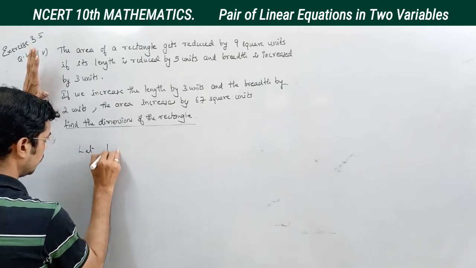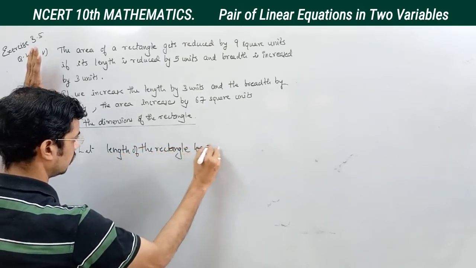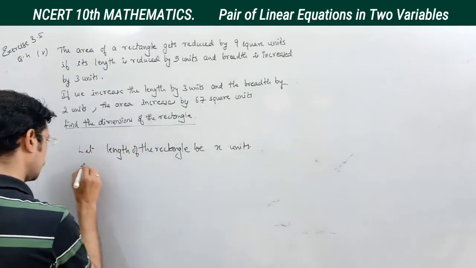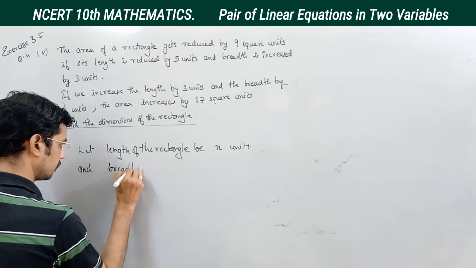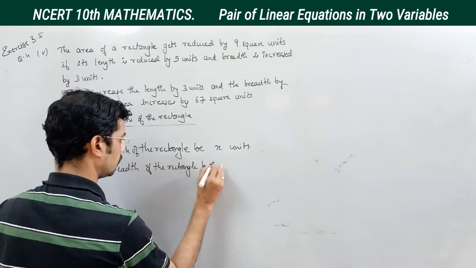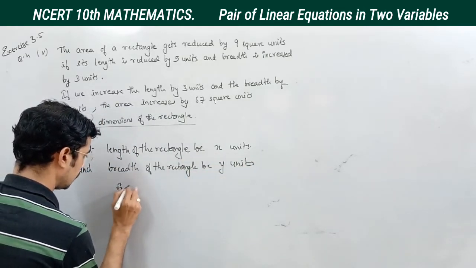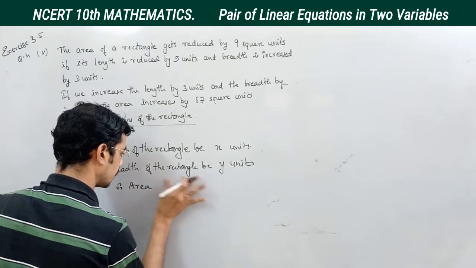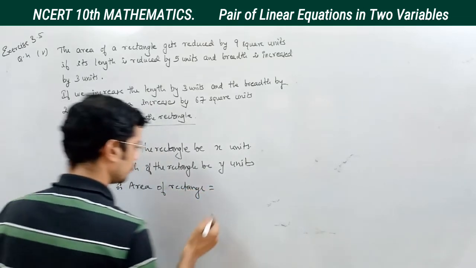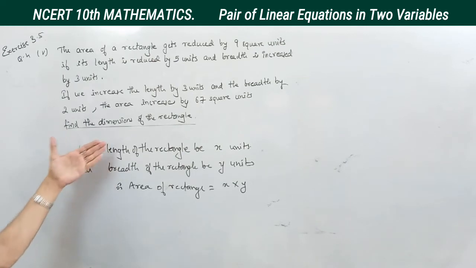So let the length of the rectangle be x units, and the breadth of the rectangle be y units. See, when length is x and breadth is y, what is the area? Therefore the area of the original rectangle is equal to x into y, length into breadth. Okay, so we need to find out the length and the breadth of the rectangle.